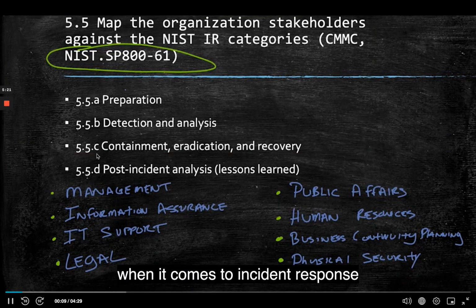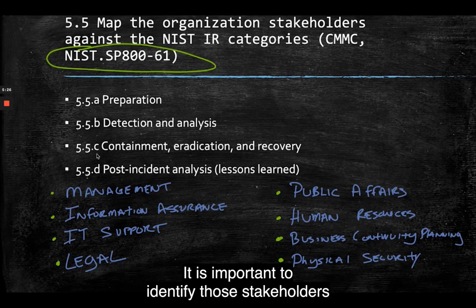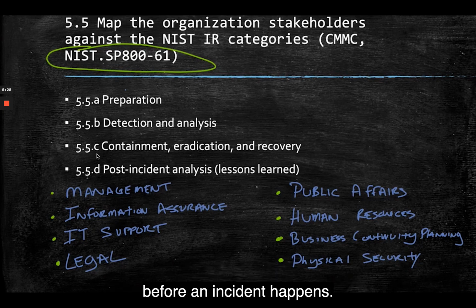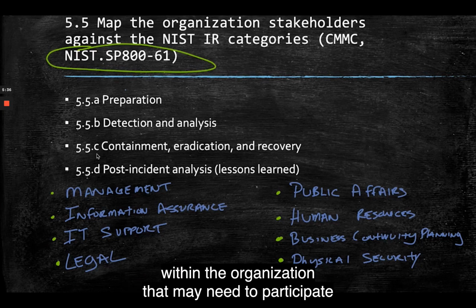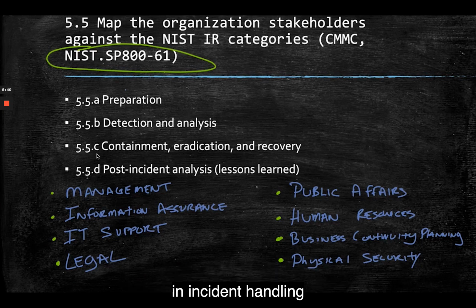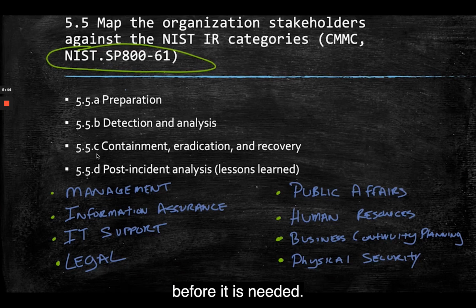When it comes to incident response, there are many stakeholders involved. It is important to identify those stakeholders before an incident happens. According to NIST SP 800-61, it is important to identify groups within the organization that may need to participate in incident handling so that their cooperation can be solicited before it is needed.